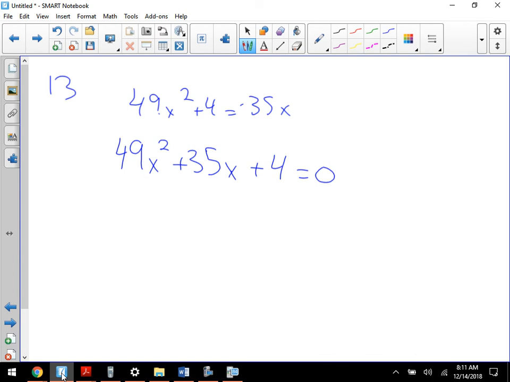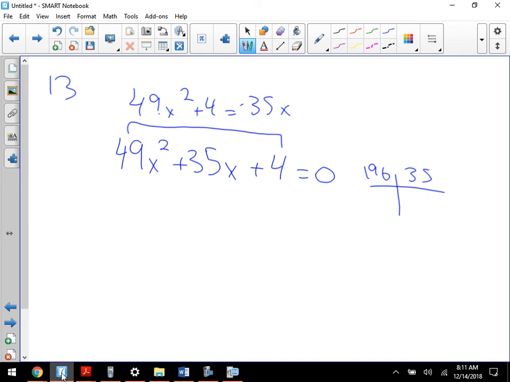In this one here, double 49, you get 98. Double 98, you get 196. Okay. Now, if it's 196, and to add to 35, that does not look like a lot of fun. But if you look at the two numbers you started with, 49 and 4, why not try 6?